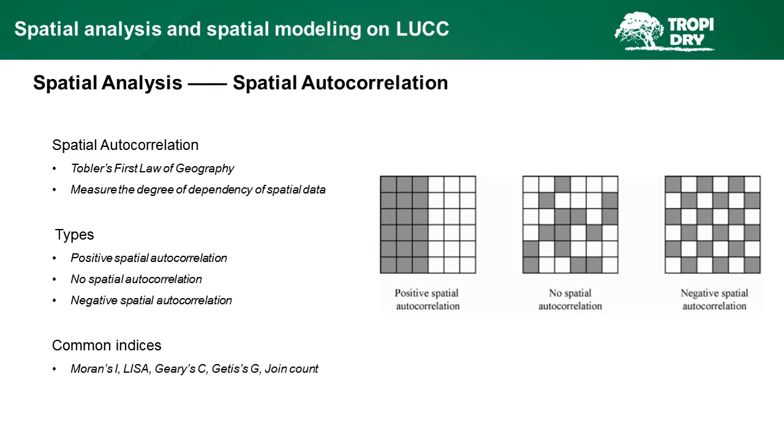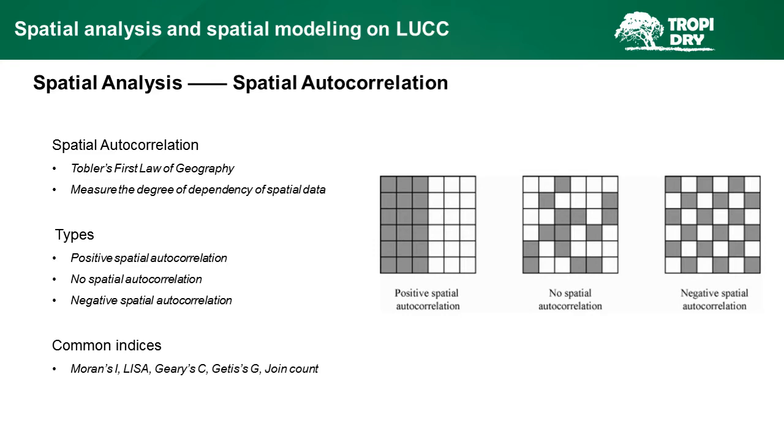Totally, there are three types of autocorrelation. There are positive autocorrelation, no autocorrelation, and negative autocorrelation, as the left figures show. The features in the first one are spatially clustered in the neighborhood, so it is positive. The second one is in a random and disordered layout, so it is no autocorrelation. The last one indicates the neighboring features are more dissimilar than expected by chance, so it is negative.